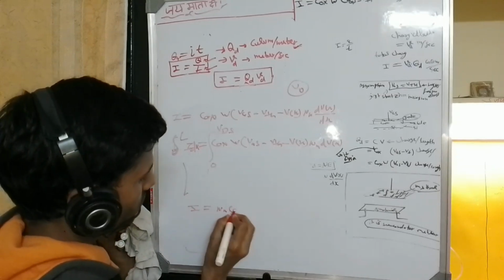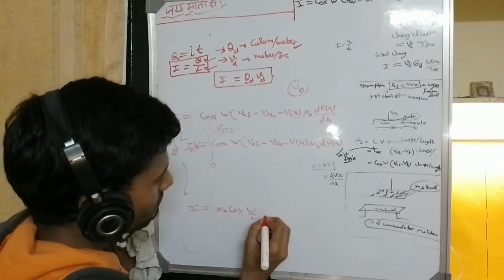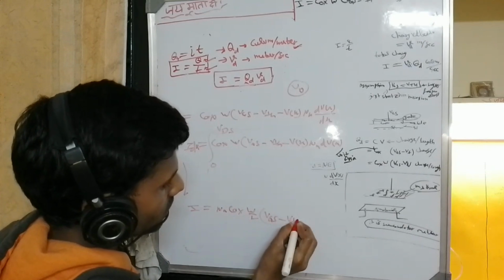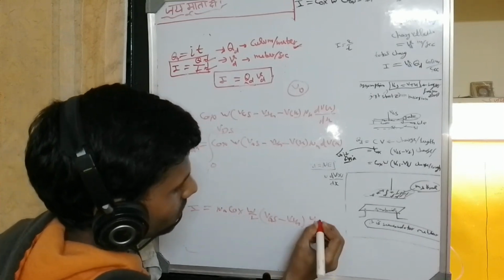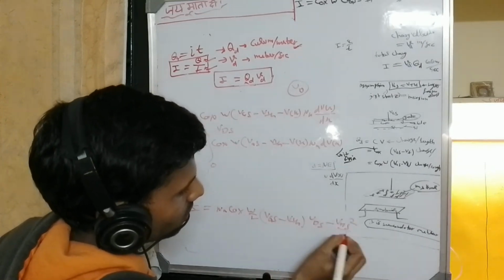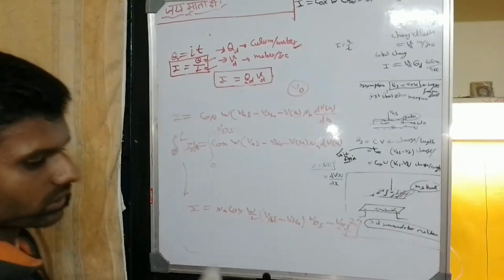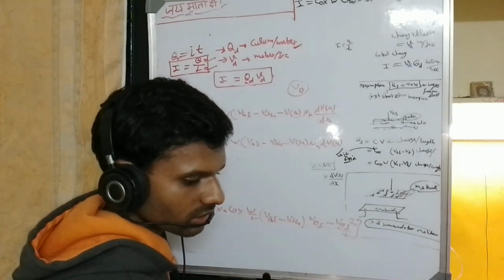This is mu n COX W by L times VGS minus VTH into VDS minus VDS square by 2. You will get this. Okay, thank you all.